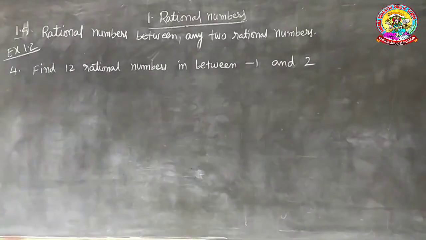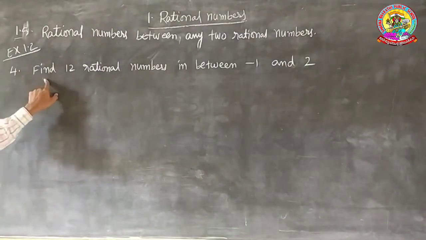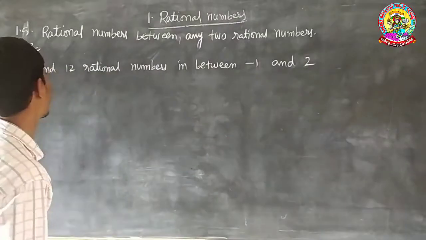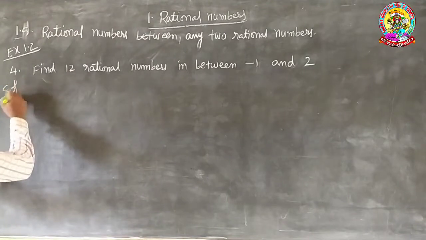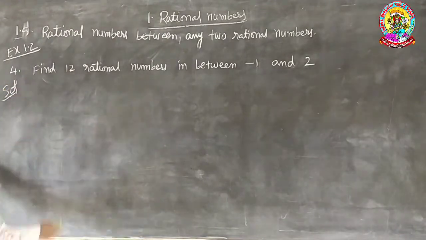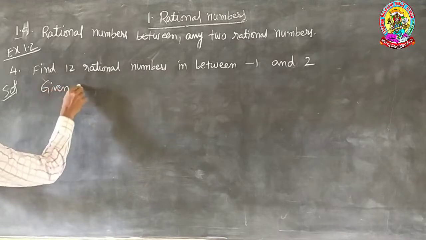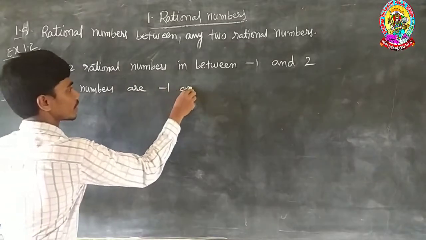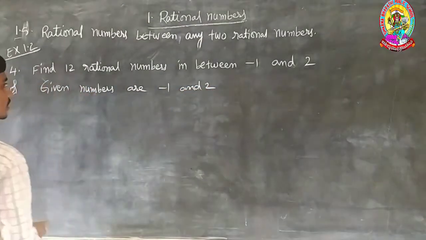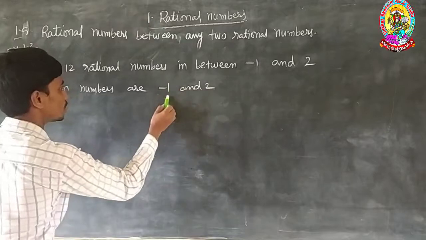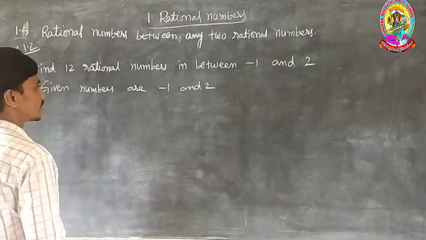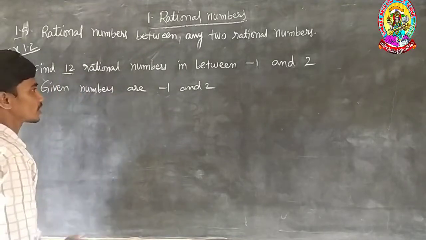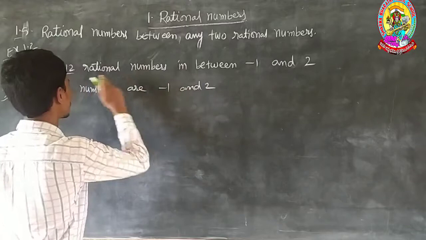So in exercise 1.2, the fourth question is: find 12 rational numbers in between -1 and 2. For this you should follow the second method. Given numbers are -1 and 2. First convert these numbers into like fractions. By which number should you multiply and divide both numerator and denominator? Here you want to find 12 rational numbers, so multiply and divide both numbers with 12.